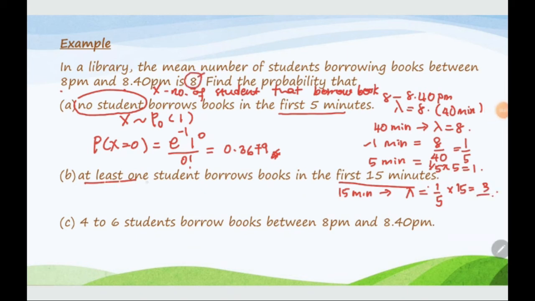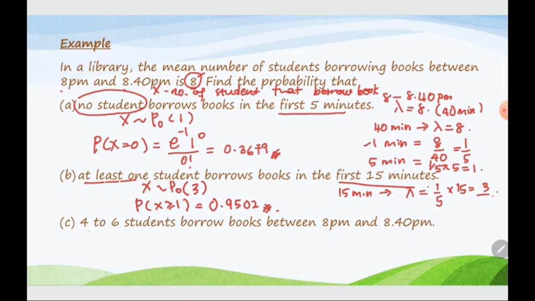So this is the new lambda for part B. We need to write the new distribution where x is a Poisson distribution with a new lambda 3. So we need to find at least one student. So P(x greater than or equal to 1) equals, by using the Poisson table, you will get 0.9502.